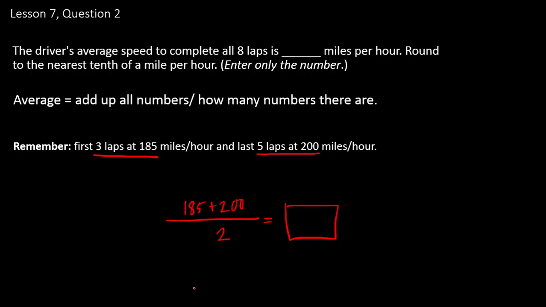So it would be reasonable that whatever answer we get will be a little bit closer to 200 miles per hour than it will be to 185. So again, think about what it means to be an average and consider that he spent more time going the faster speed, and you take it from here to find your solution.